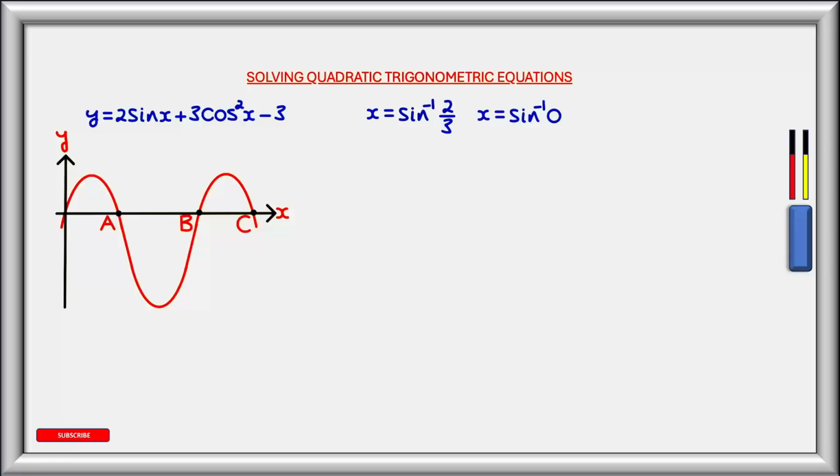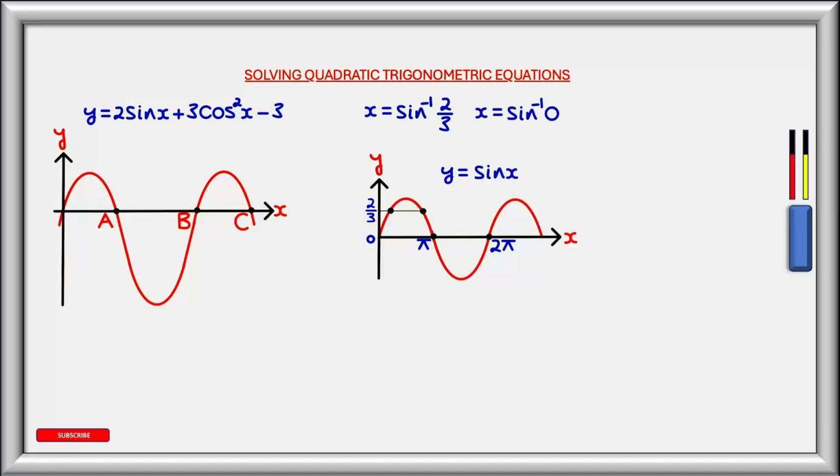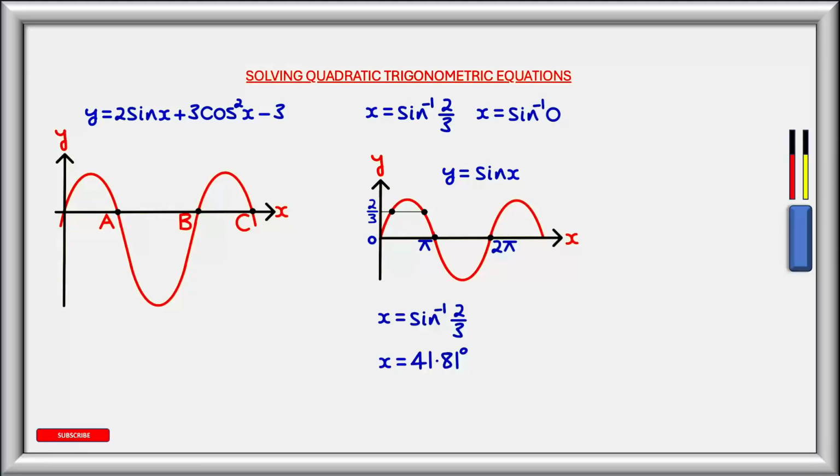Well, to better understand this, let's look at the graph of y equals sin x. On the graph of y equals sin x, where y is equal to 2/3, we can see that there are two solutions for x between 0 and pi, or 0 and 180 degrees. To find the first, we can use our calculator, and this yields a value of x equals 41.81 degrees, correct to 2 decimal places.